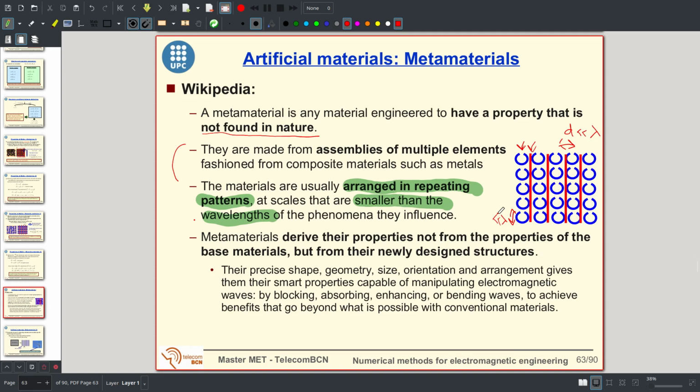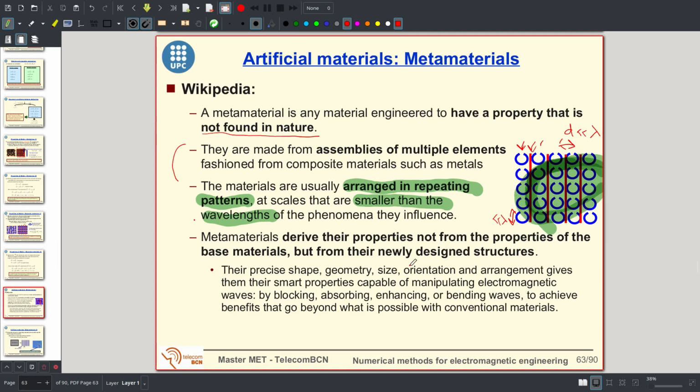And since the elements are much smaller than the wavelength or the separation between them, the wave sees not the individual microscopic elements, but the wave sees the bulk. What the wave sees is the bulk of materials all together, the resonance that they create all together. And this is what is important.